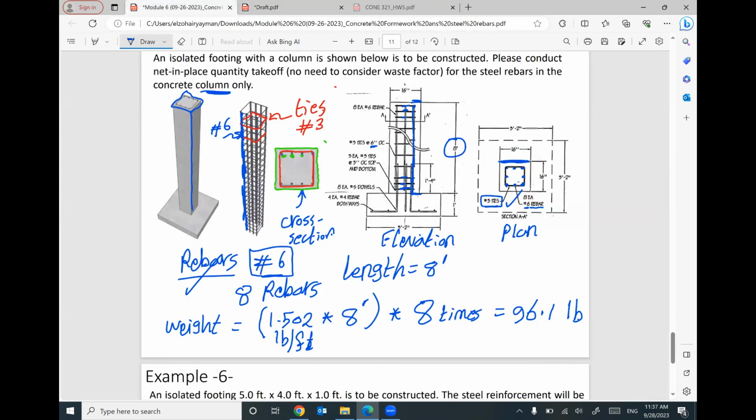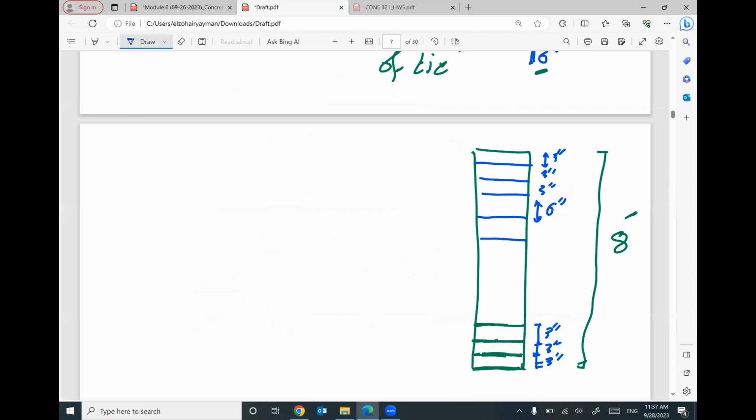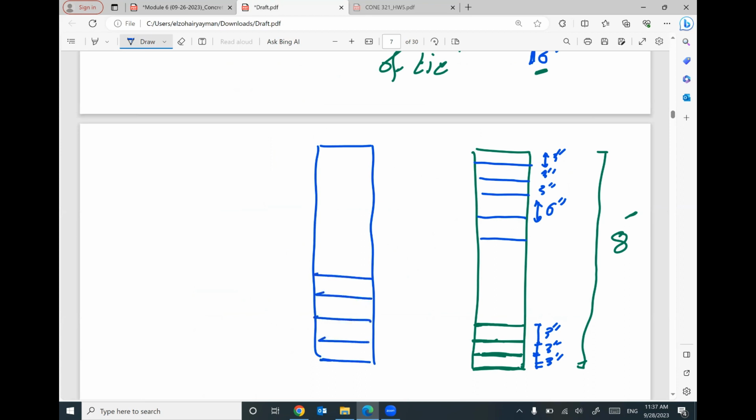That makes sense? Based on the given information, the ties here are every 6 inch, but at the top we have only 3 ties additional every 3 inch. I can say, okay, I have a different technique. I will consider my ties every 6 inch for the whole height. That makes sense? So how many of these ties?